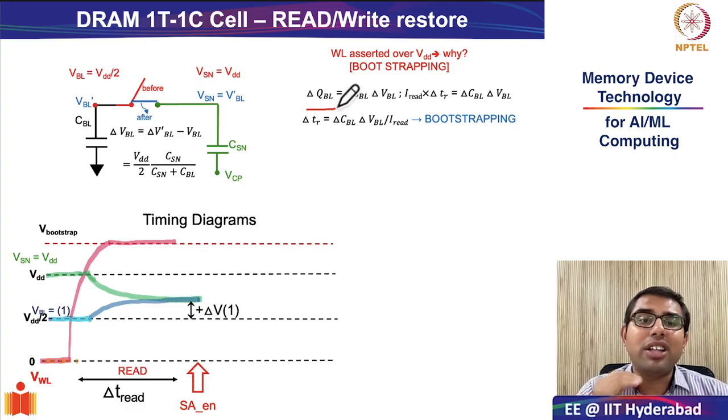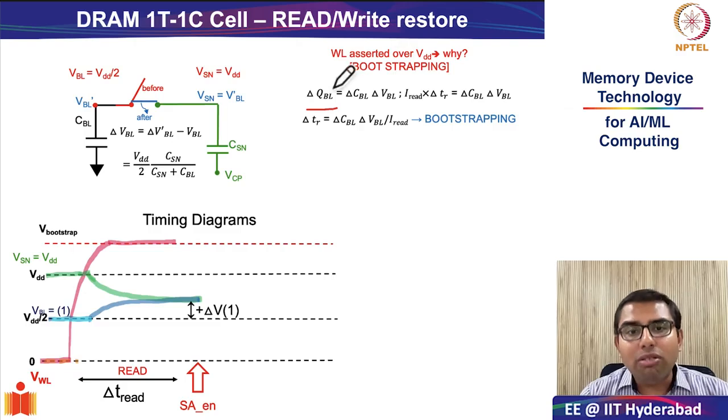Okay, so after the read process, how much charge was added to the bit line? In this case, it will be added because there is an inflow of charge, inflow of current, into the bit line. That will be equal to your CBL. It should not be delta CBL. CBL is constant, so there is a typo over here. Please ignore this delta CBL.